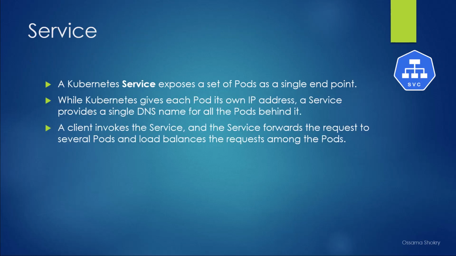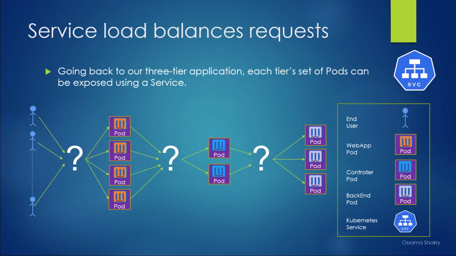Moving on to the Kubernetes Service. A Kubernetes Service exposes a set of pods as a single endpoint. While Kubernetes gives each pod its own IP address, a Service provides a single DNS name for all the pods behind it. A client invokes the Service, and the Service forwards the requests to several pods and load balances the requests among the pods. Going back to our 3-tier application, each tier's set of pods can be exposed using a Service.